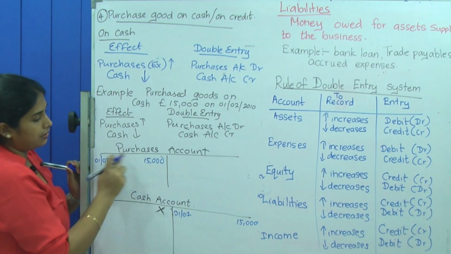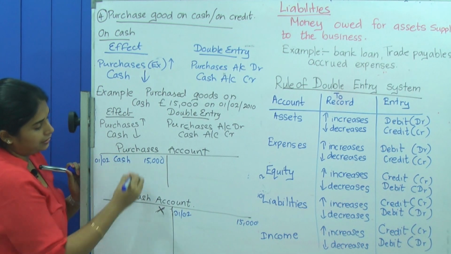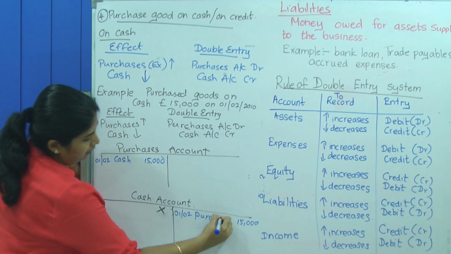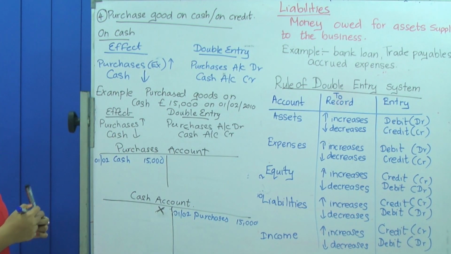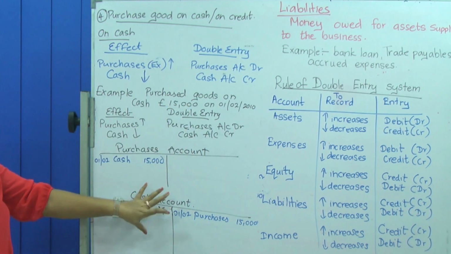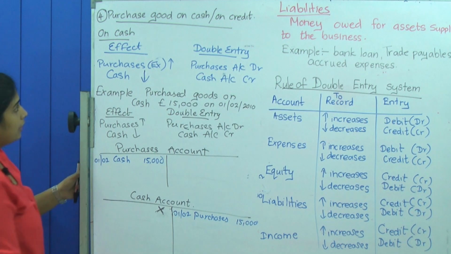Now we have to exchange the accounts' names. So in the purchases account you will write cash as details. In the cash account you will write purchases as details. So this is the double entry when you are recording the purchase of goods for resale which you have purchased on cash. This is the way that you have to record the transaction. Now this is on cash.